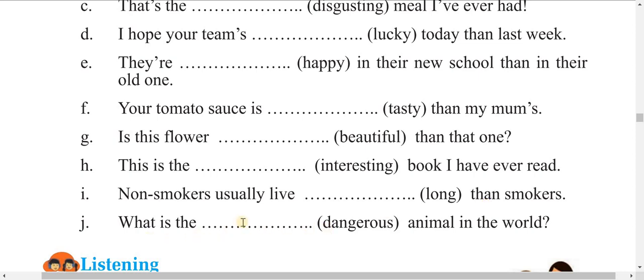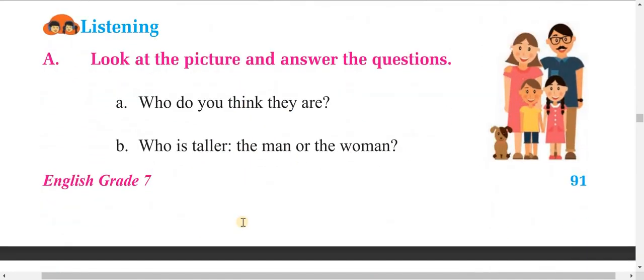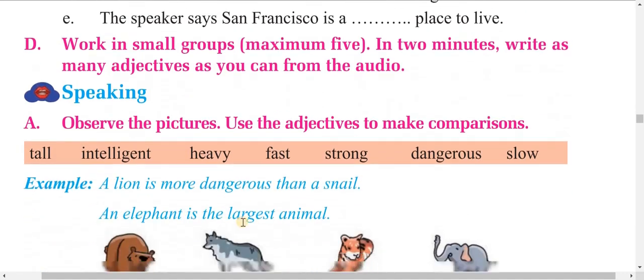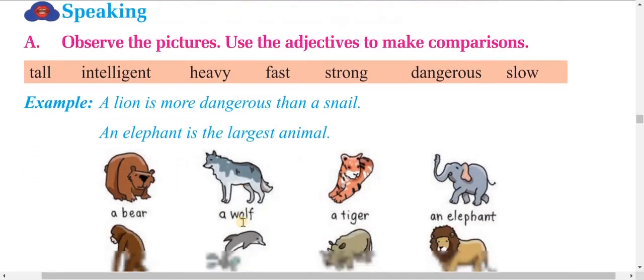Now G, what is the most dangerous animal in the world? Most dangerous animal. This is a listening exercise for you. We'll do listening. You can also do listening yourself.